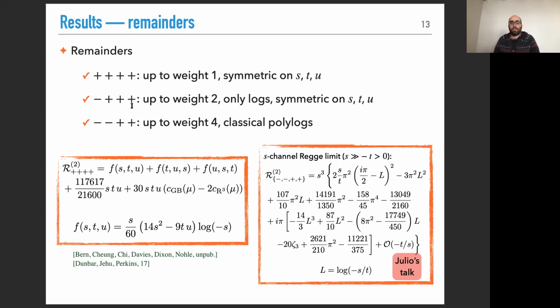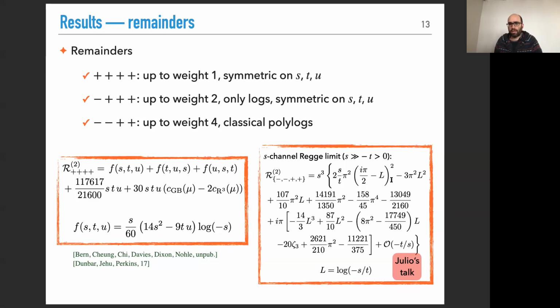When you go to the single minus, you see the behavior that you also see in QCD, which is that the remainder is now weight 2. You only have logs, and it's also symmetric under S, T, and U exchanges. And finally, when you go to the minus minus plus plus configuration, now you get the full set of functions that you would think you should get. So you go up to weight 4. This is what you would expect in a two-loop calculation. And you also see classical polylogarithms appear in the remainder.